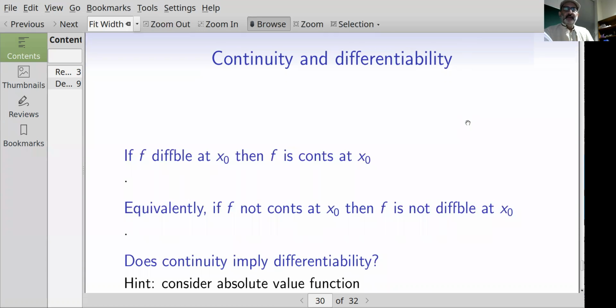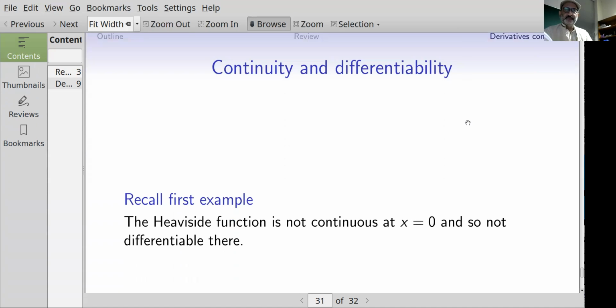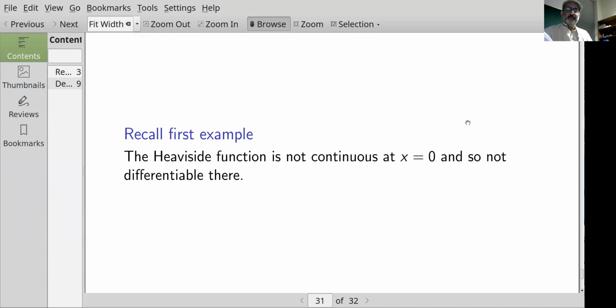Okay, so now we come to the link or the relationship between continuity and differentiability. If f is differentiable at x naught, then f is continuous at x naught. Equivalently, if f is not continuous at x naught, then f is not differentiable at x naught. However, continuity at a point does not imply differentiability at a point. So the absolute value function is continuous at x is equal to 0, but we saw that it is not differentiable there.